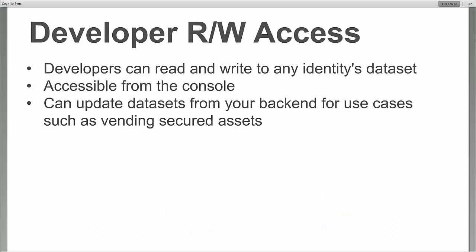And as mentioned before, developers have access to the sync data across their account. So you can use the Cognito Sync APIs in your server-side applications or your desktop applications. It's also browsable from the console. So if you go to the AWS console and Cognito Sync, you can browse and manipulate the data directly from the web page. And then we'll see an example later of vending secured assets, which is really interesting.